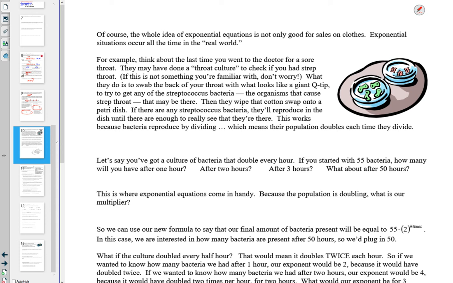Of course, the whole idea of exponential equations is not only good for sales on close. Exponential situations occur all the time in the real world. For example, think about the last time you went to the doctor for a sore throat. They may have done a throat culture. Have you ever had that before? That swab in the back of your throat and you want to throw up everywhere? To see if you have strep throat.